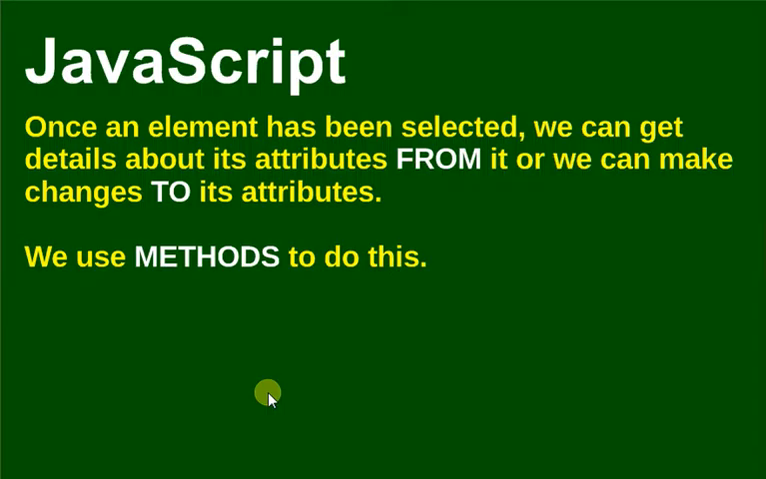Okay, so now with the JavaScript, so we talked about the HTML elements. Now with JavaScript, what we can do is we can manipulate those elements. So once it's been selected, from an element, we can get details about its attributes, or we can change those attributes. Now for either one we use methods, and we use the same methods to do this.